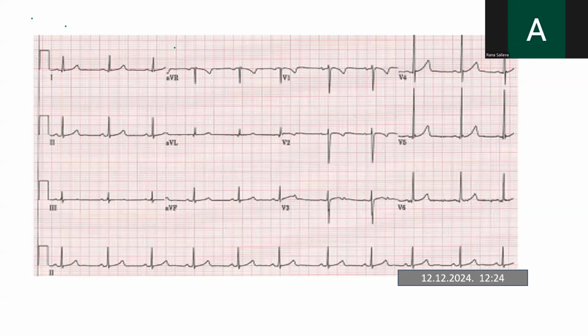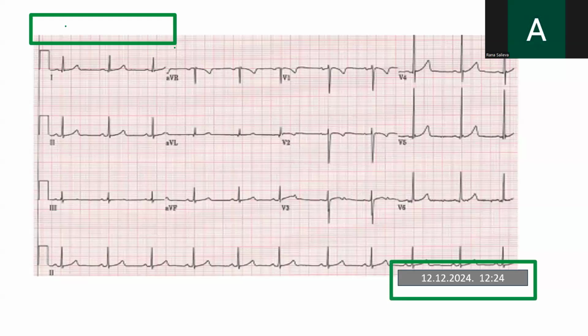correct patient. Start with the patient's name, patient's age, and sex. Age and sex influence normal ECG values. For example, pediatric ECGs have different normal limits, and elderly patients often have baseline conduction changes.